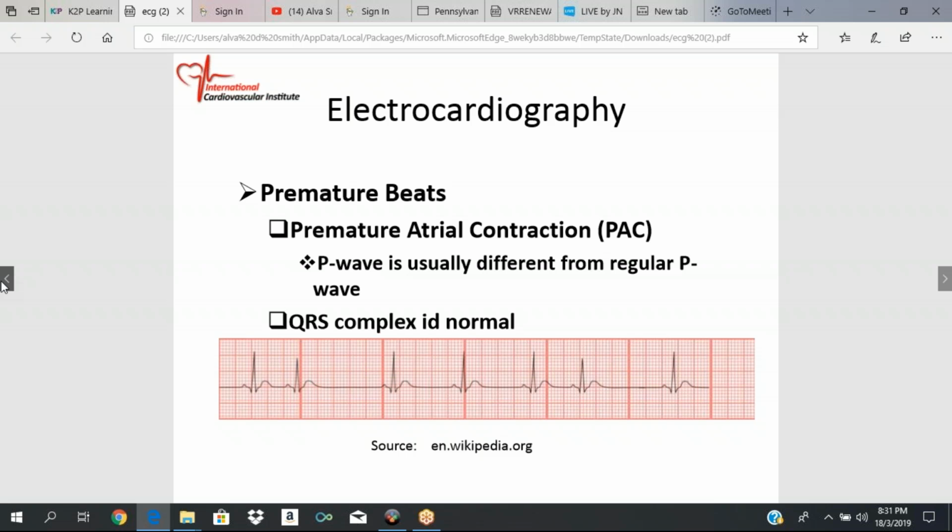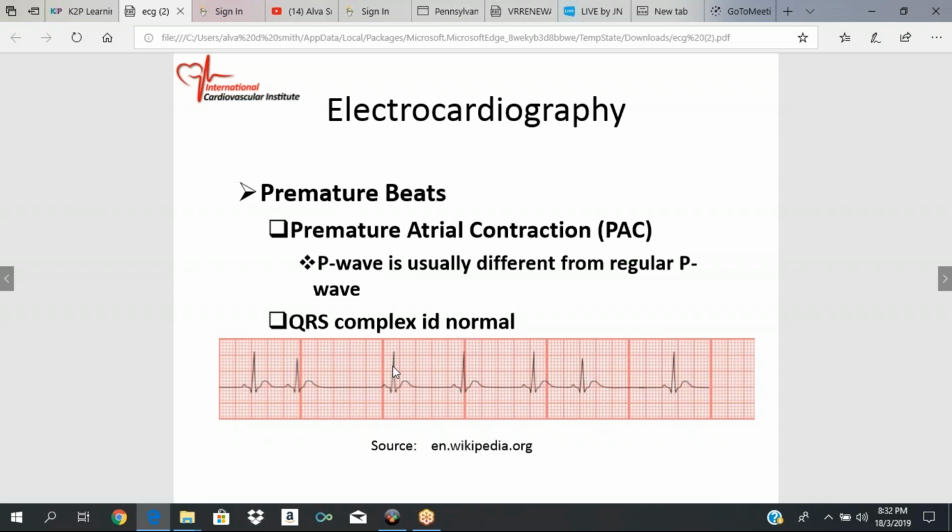Remember, we have the atrium, which is on the top, and the ventricle, which is down the bottom. So you can have an early beat coming from the atrium or an early beat coming from the ventricle. If the early beat comes from the atrium, we call it a premature atrial contraction or PAC. And if you look, the P wave is usually different from the regular P wave, but the QRS complex is identical.